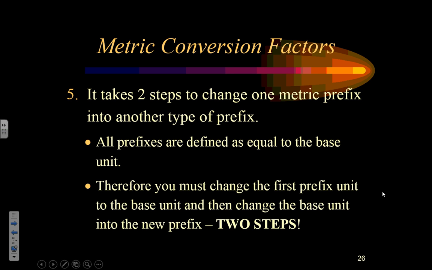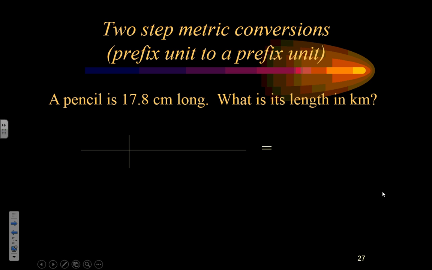So all prefixes are defined as equal to the base unit. So therefore, when you change a prefix unit, you're always going to be changing to the base unit. And then to get a different prefix, you're going to have to go from that base to another prefix, 2 steps. So, case in point, a pencil is 17.8 centimeters long. What is the length in kilometers?